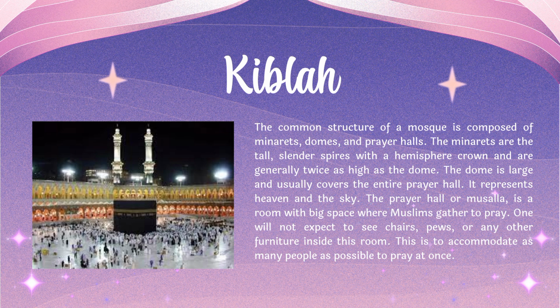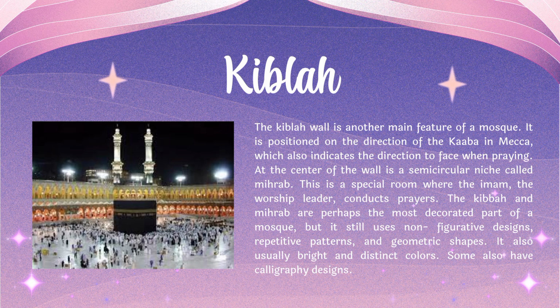The prayer hall or musalla is a room with big space where Muslims gather to pray. One will not expect to see chairs, pews, or any other furniture inside this room. This is to accommodate as many people as possible to pray at once. The Qibla wall is another main feature of a mosque. It is positioned in the direction of the Kaaba in Mecca, which also indicates the direction to face when praying.